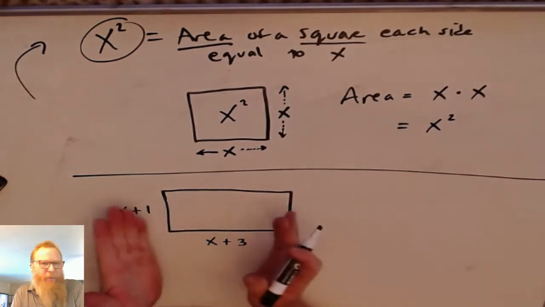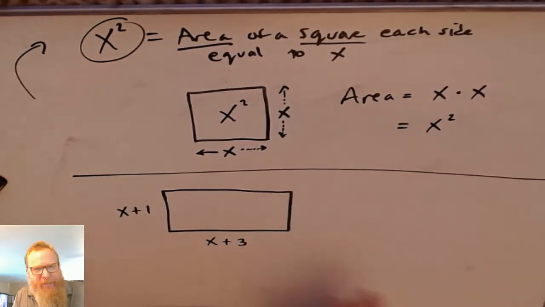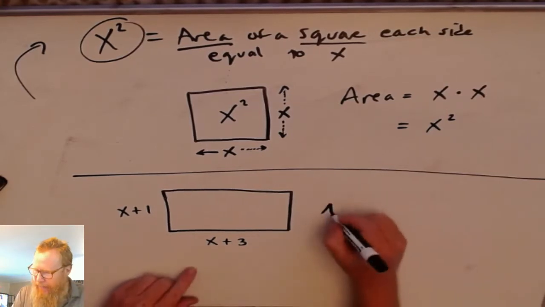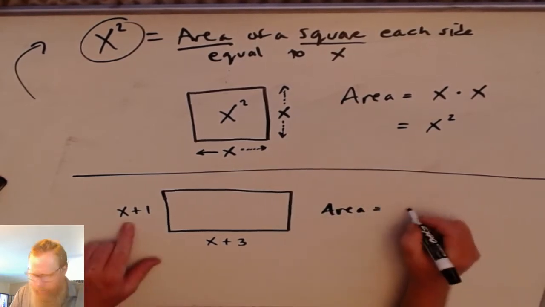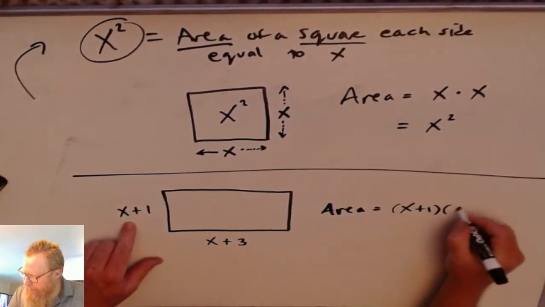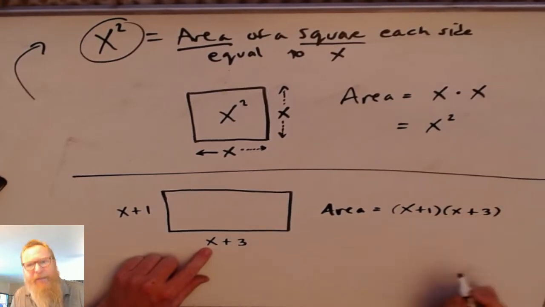This is what we call an honest rectangle. The sides are not the same. It's a true rectangle, or you could say it's a non-square rectangle. The area would be x plus 1 times x plus 3 again.